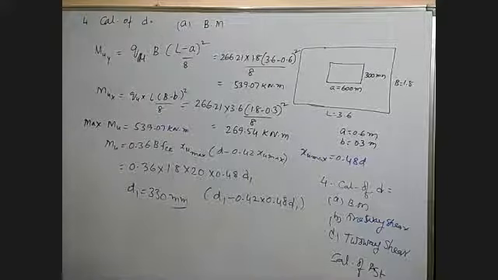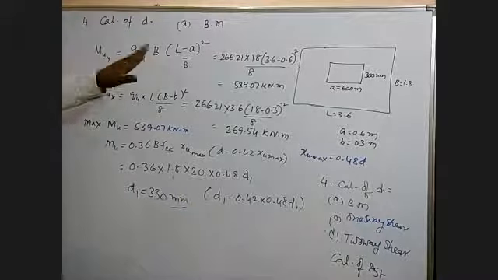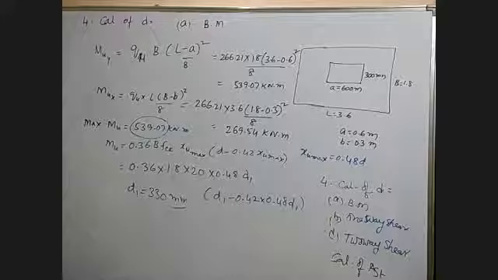Once you know the formulas, here Mu is equal to Q into L into (d minus d) whole square by 8. Take the maximum value here. The maximum value is 539. The next one is the one-way shear criteria.